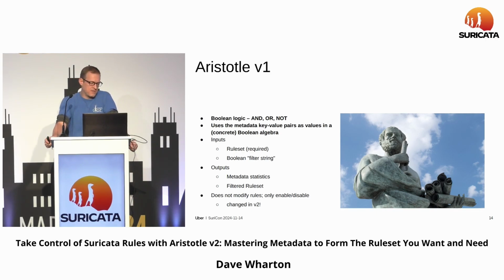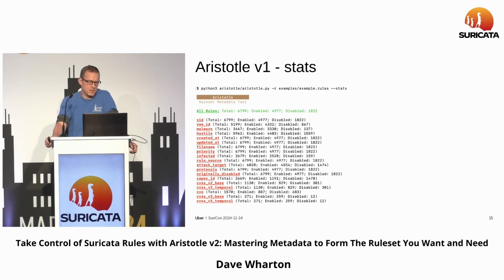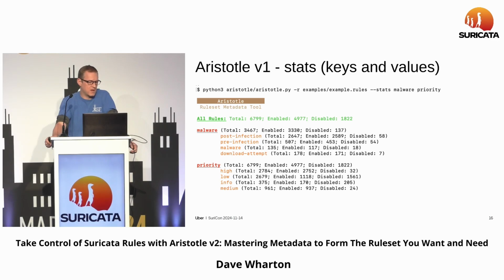Aristotle v1 can also provide metadata statistics. So if you have a rule set and you ask, what metadata do I have now? It'll show you that. And Aristotle v1 only just turned rules on and off. It didn't modify anything. So just a quick look at the statistics. If I want to know what's in my rule set, Aristotle can tell me the keys and the counts. If I want details on specific keys and values, it can give that as well.